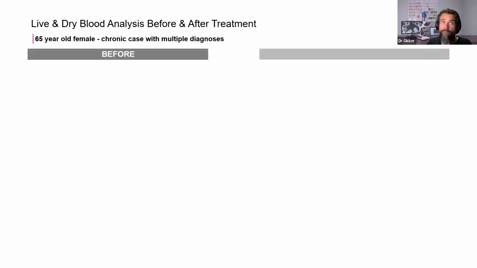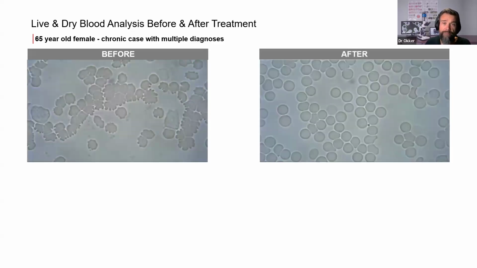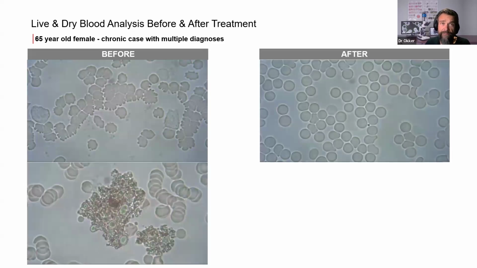All right, and then one more example. This is a 65-year-old female, many conditions that were diagnosed, more of a chronic case. She was on a bunch of conventional medicines as well. Some interesting patterns there, those strange shapes on the red blood cells on the image on the top left there are referred to as cloud patterns. They're usually related to inflammation, so showing that there's inflammation in the body.